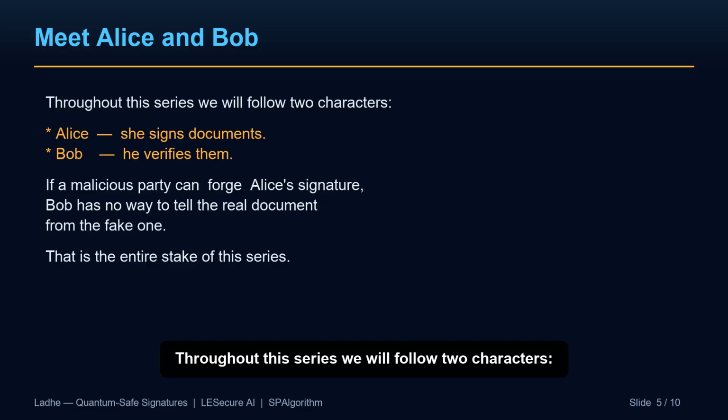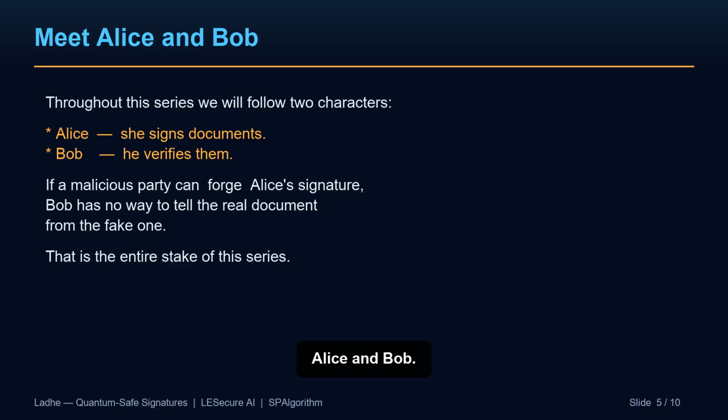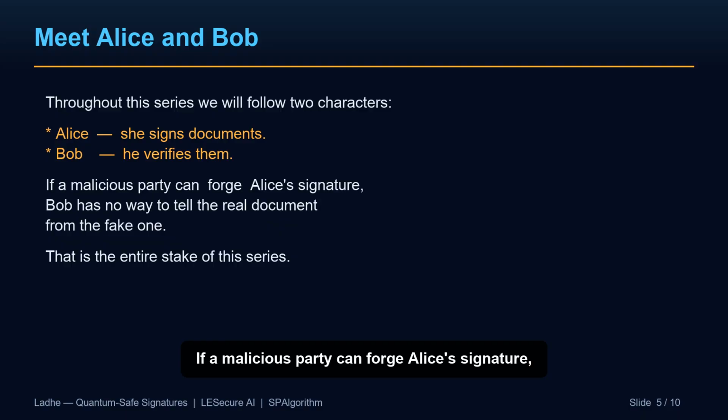Throughout this series we will follow two characters, Alice and Bob. Alice signs documents. Bob verifies them. If a malicious party can forge Alice's signature, Bob has no way to tell the real document from the fake one. That is the entire stake of this series.